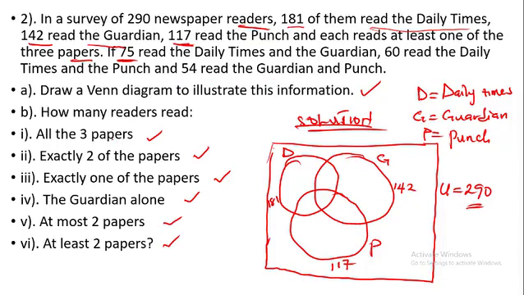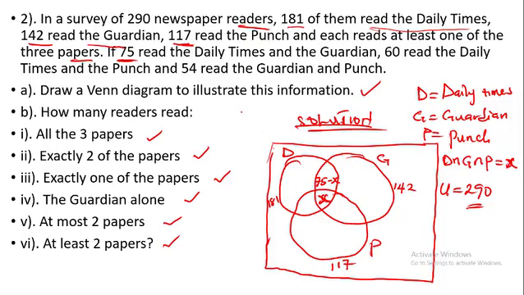We are asked to find those who read all the three papers, that is the intersection of D, G and P. Okay, so let D intersection G intersection P be equal to X. So we have here to be X. Is that correct? Okay, now from the question, 75 read the Daily Times and the Guardian, that is the intersection between Daily Times and Guardian, and that will now give us 75 minus X, since X here is included.